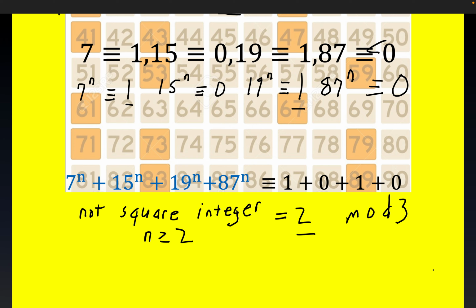But anyway, that's it, folks. We didn't have to do any manual computations. Modular arithmetic saved the day for us on this particular problem.